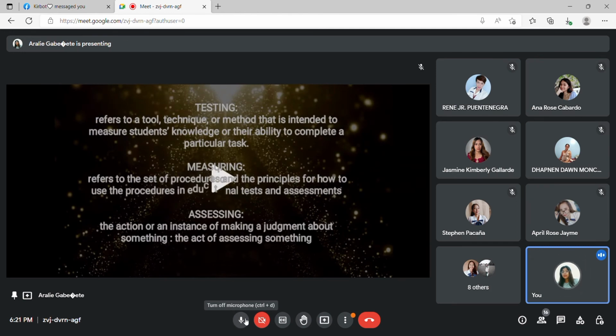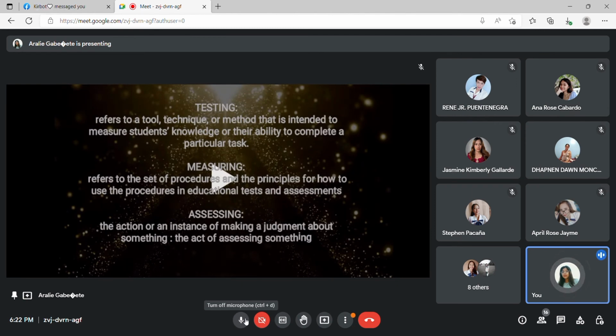And second, measuring is not the correct answer because it refers to the set of procedures and the principles for how to use the procedures in educational tests and assessment. It simply means determining the attributes or dimensions of an object, skill, or knowledge.